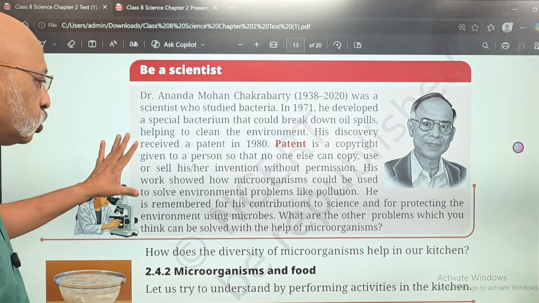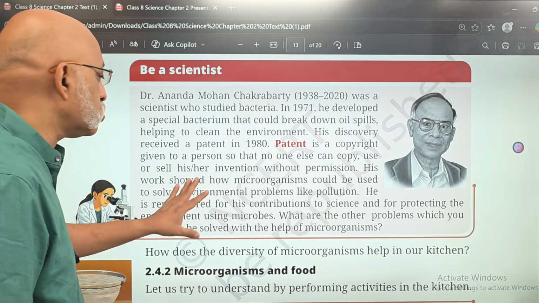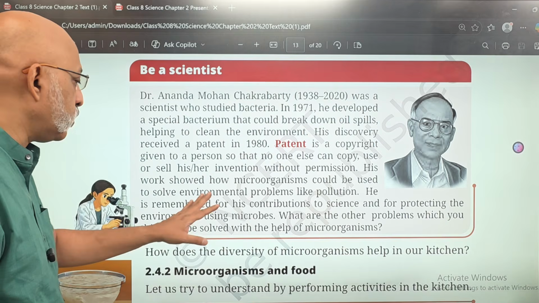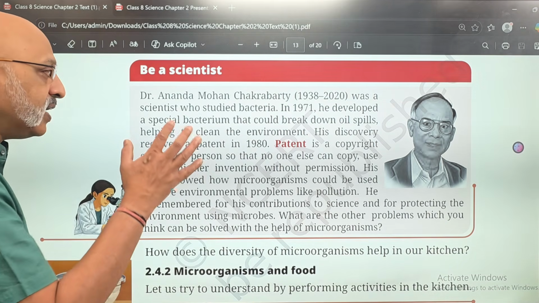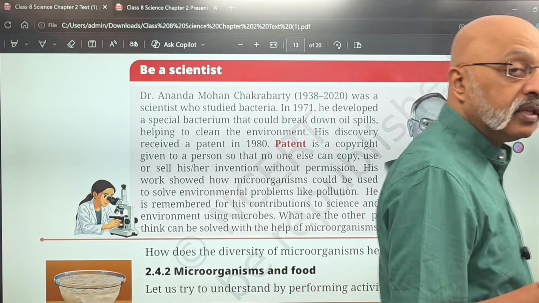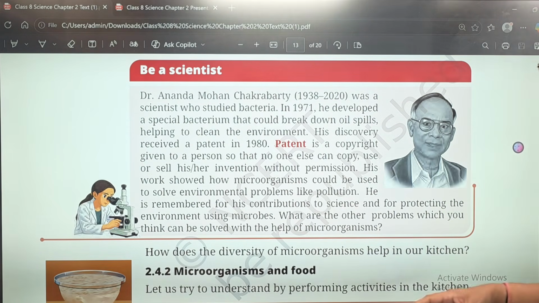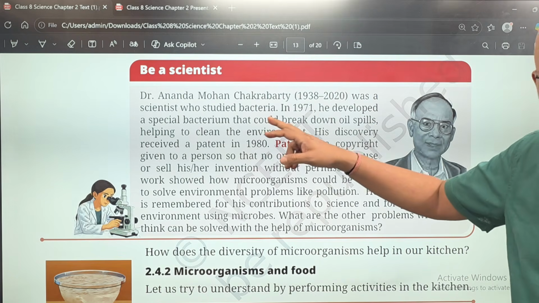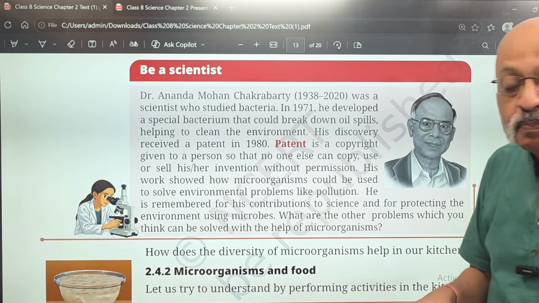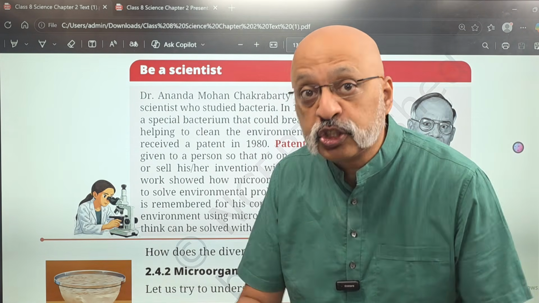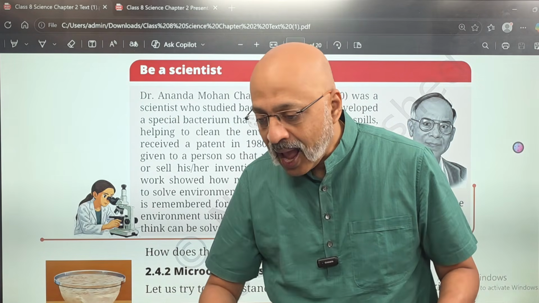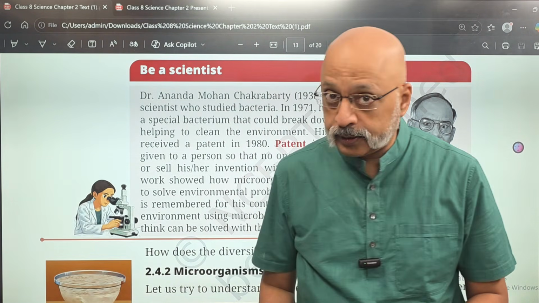So he showed through his work that microorganisms could be used to solve environmental problems like pollution. He's remembered for his contributions to science and for protecting the environment using microbes. You would wonder, how do they help in the fight in helping the environment? Because he developed a special bacteria which could break down oil spills, helping to clean the environment. What happens? When big ships go in the oceans, in the seas, sometimes there is a leak of oil, and all the oil spills in the water, right?